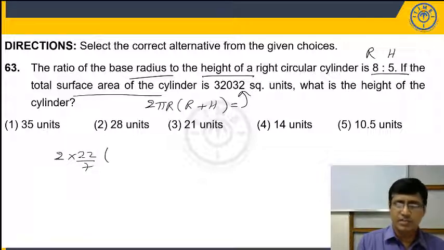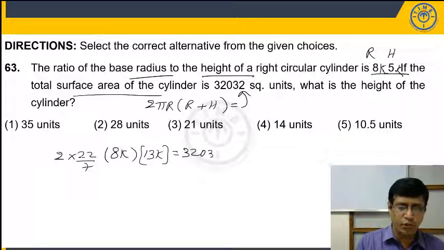R value. R is equal to how much? 8K. I am using 8K and 5K. And R plus H means 8 plus 5. It is a 13K. Is equal to 32032. Now simplify this.